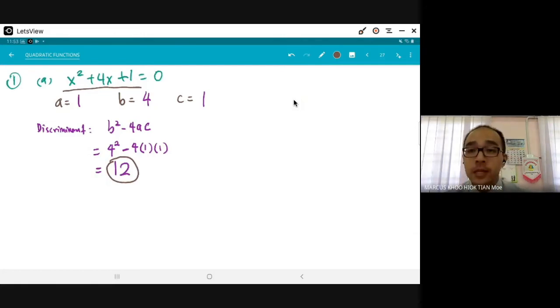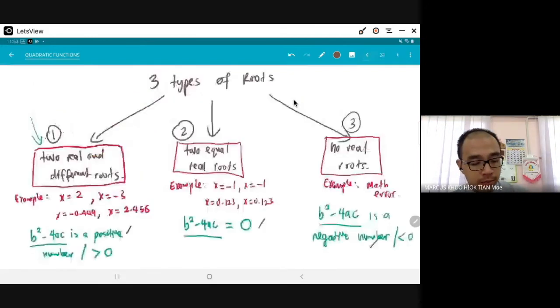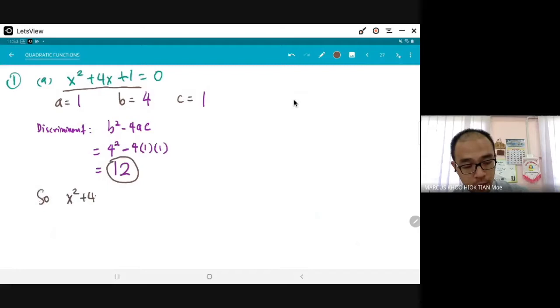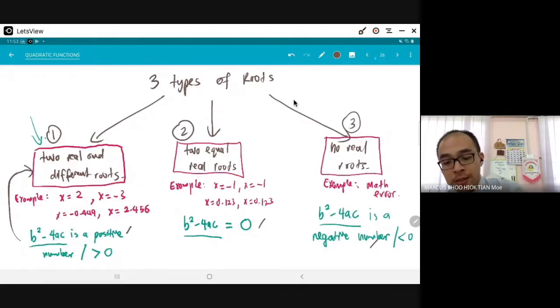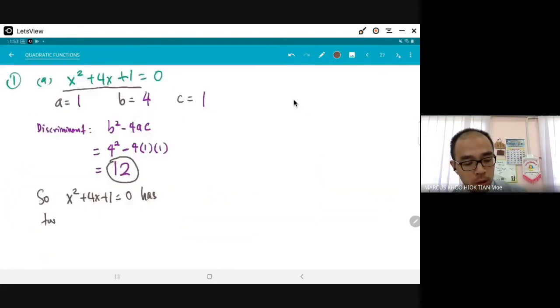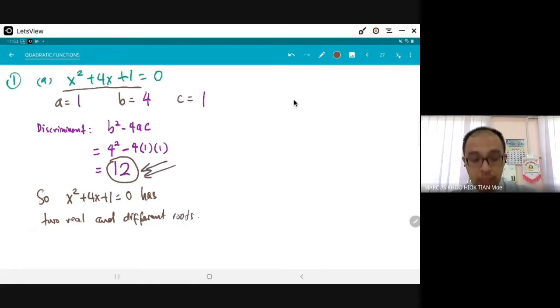Okay, 12 is a positive number. So if it is a positive number, it means we are in this category. So we write, x squared plus 4x plus 1 equals 0 has, what category? 2 real and different roots. Okay, so we write it again: 2 real and different roots. So this number that you calculate will tell us its category.